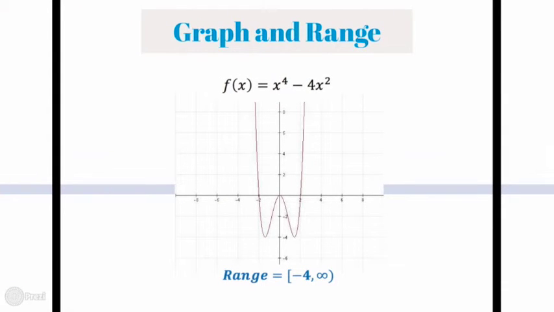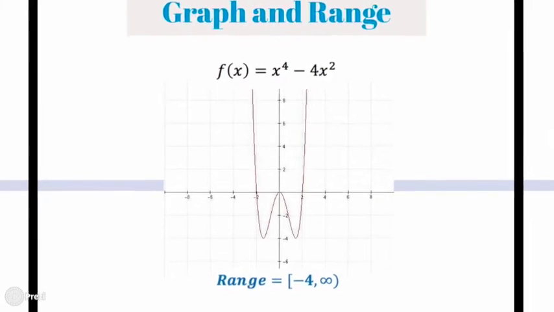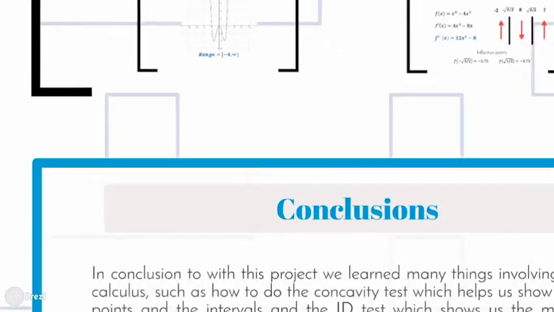To solve letter J, we had to graph the function and decide the range. So we graphed it, and we got the range by observing the graph, which was minus 4 to infinity.